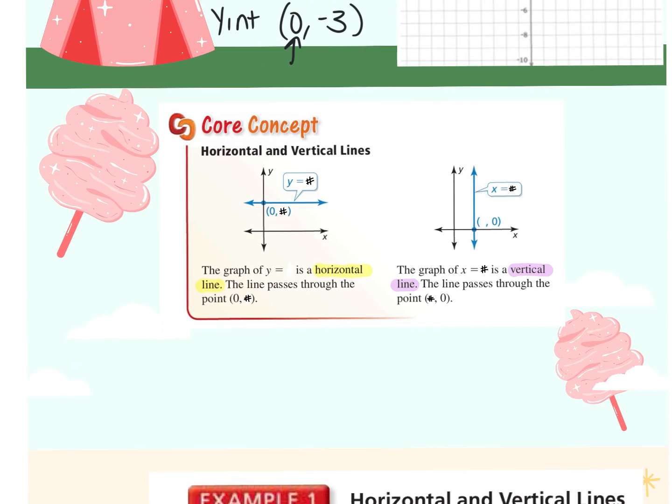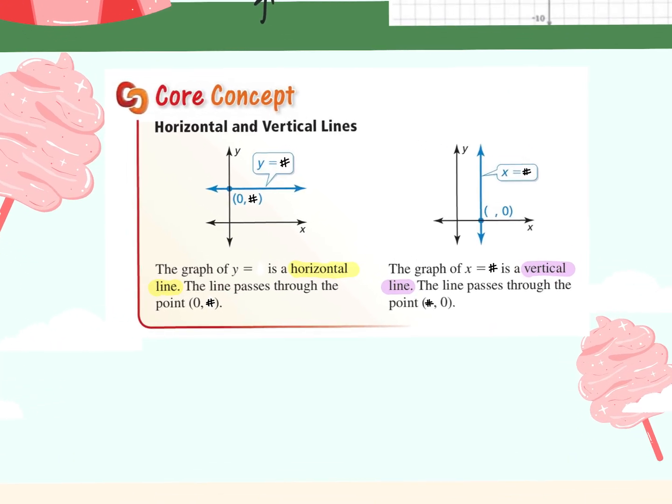Okay, now we have to talk about horizontal lines and vertical lines. Horizontal means left and right. This one is a horizontal line. Vertical is up and down. This is a vertical line, okay? If you are writing an equation for a horizontal line, it's always going to be y equals whatever number it's crossing through on the y-axis. Because isn't it crossing through the y-axis?